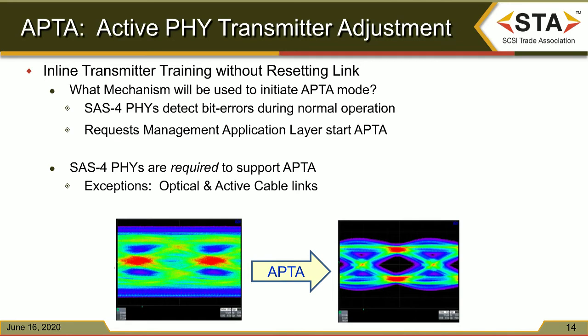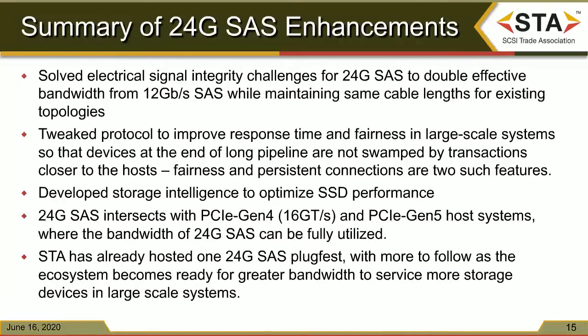So the combination of these two technologies, transmitter tuning and forward error correction, allow 24 gig SAS to support cables up to 6 meters and backplanes up to 18 inches of traces using non-exotic materials. So we're not requiring you to use very expensive materials to do this, and so that was another goal for ensuring that the SAS ecosystem would remain as it has been in previous generations.